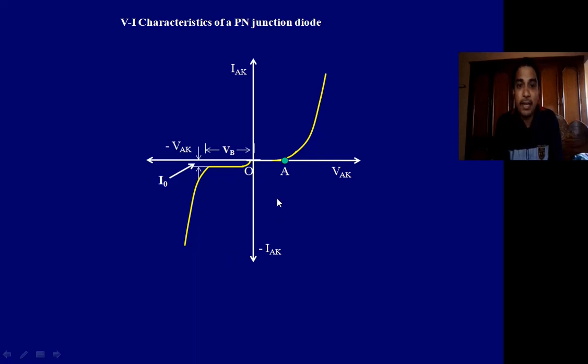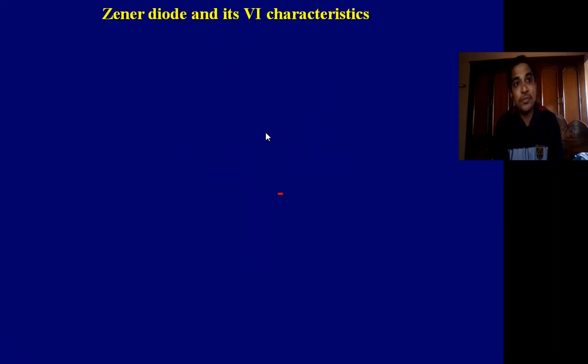So this is the complete VI characteristics of the PN junction diode. In reverse bias, you can observe this is the microampere scale. After the breakdown, it is in milliamps, amps also. In the forward bias, it is in milliamp scale. You can observe this. Okay. In the next class, we will discuss the Zener diode and how to use the Zener diode as a voltage regulator. Okay, thank you.